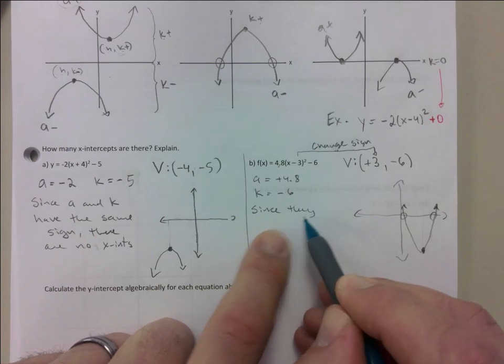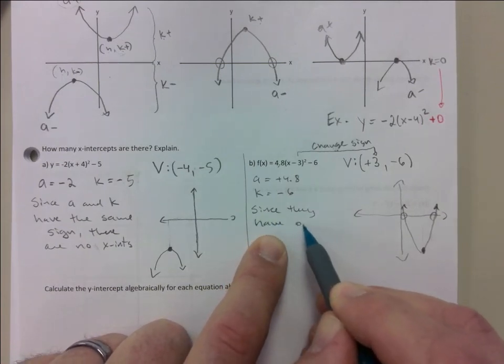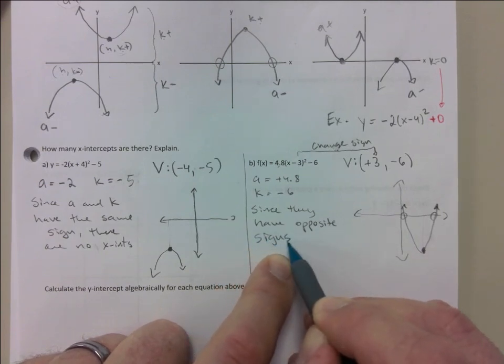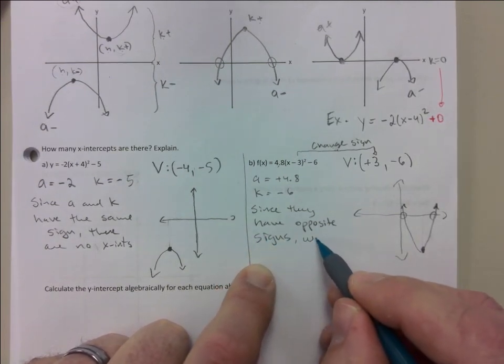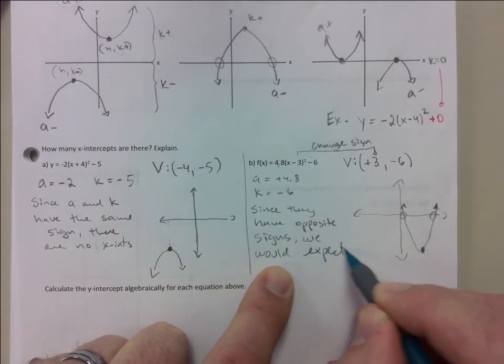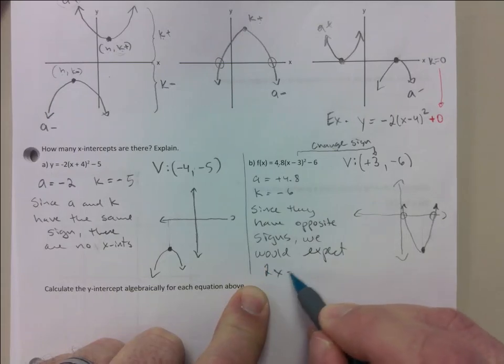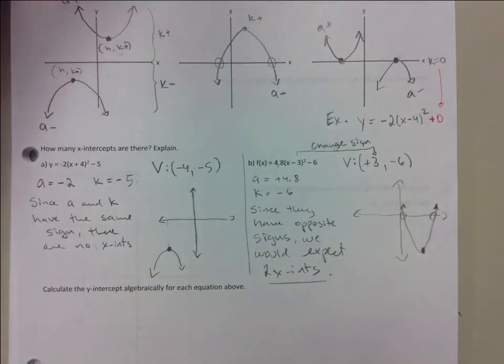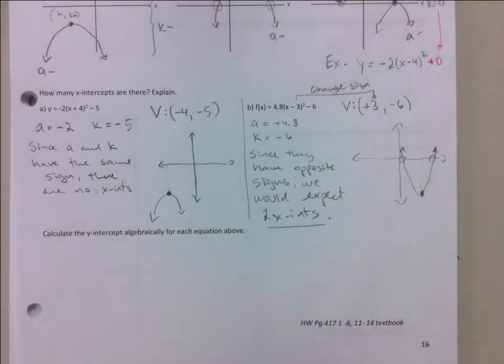Since they have opposite signs, we would expect 2 x-intercepts. So it's all about the sign. Okay?